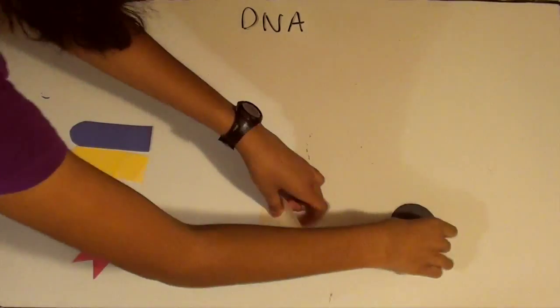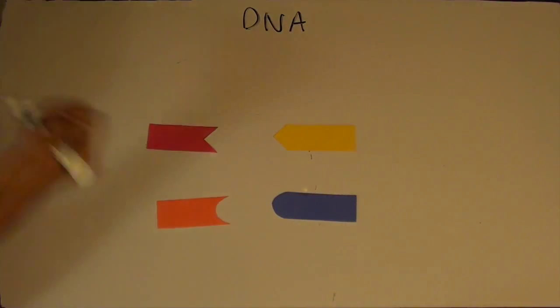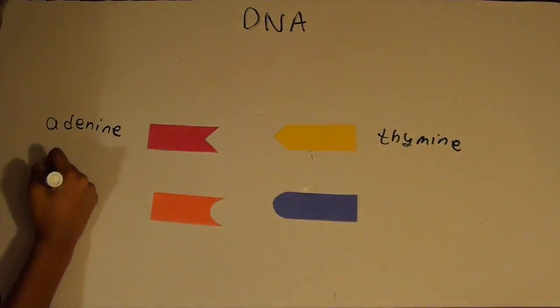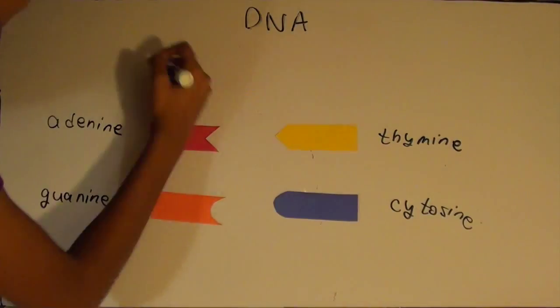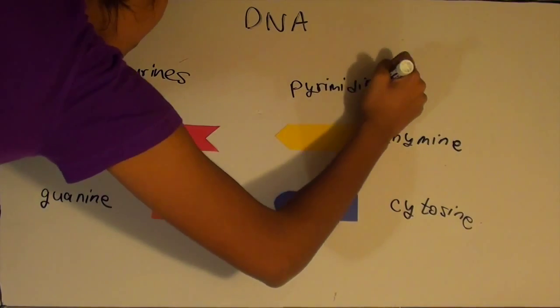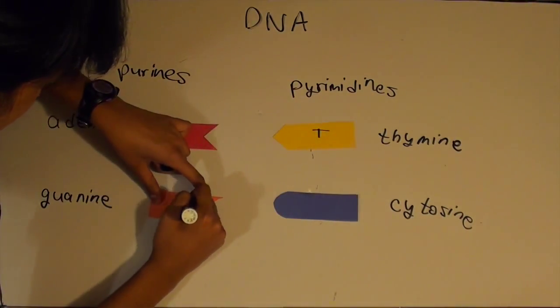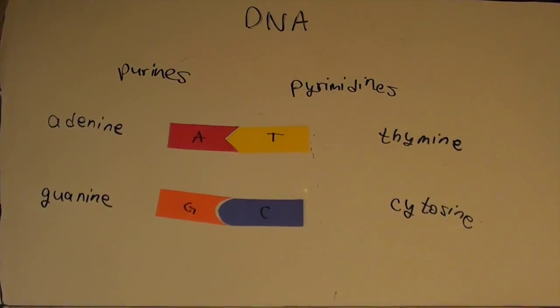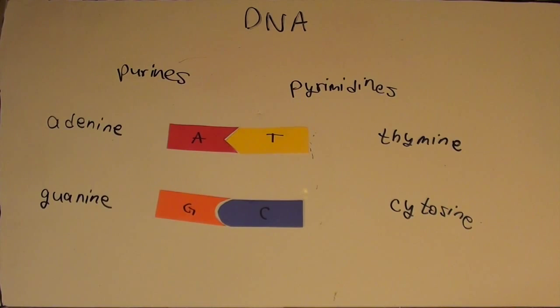Nitrogenous bases in DNA can include adenine, thymine, guanine, and cytosine. A and G are what are known as purines, and C and T are known as pyrimidines. A and T go together, and C and G go together.